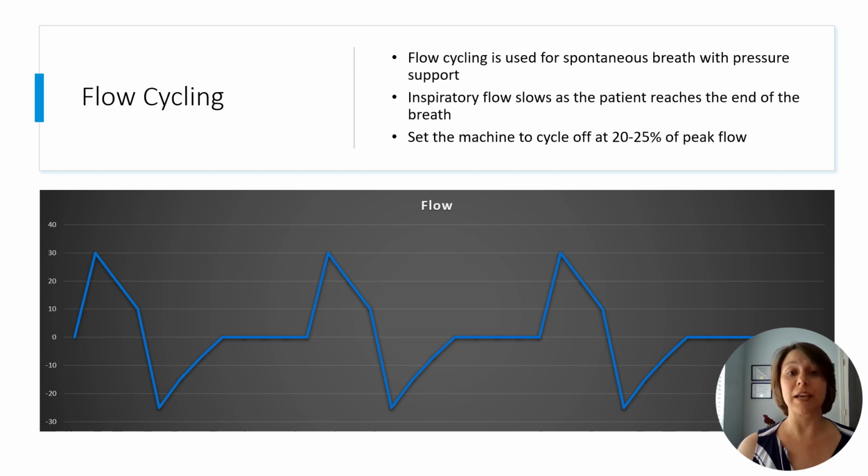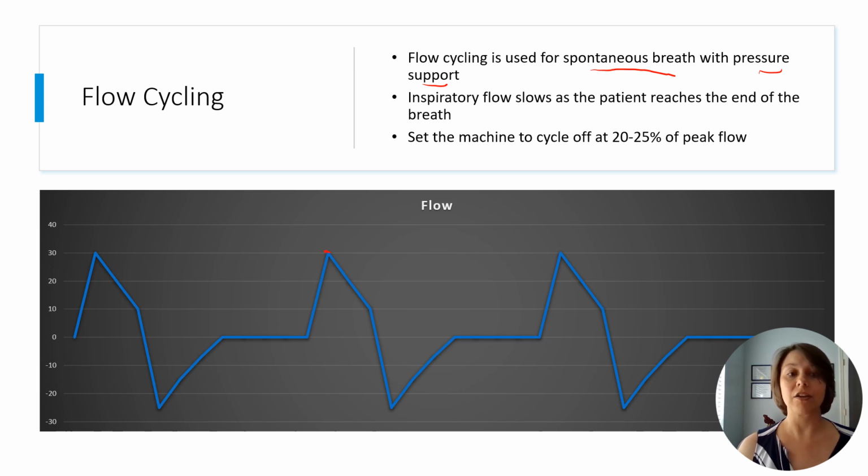And finally, flow cycling. Flow cycling is used for spontaneous breaths with pressure support. This is very important to remember. Inspiratory flow slows as the patient reaches the end of the breath. This is a natural way that we have inspiratory flow. We need a faster flow at the beginning of inspiration, and then as we fill our lungs, we need less flow in there. And so what we're really basing this on is the peak flow that the patient gets.